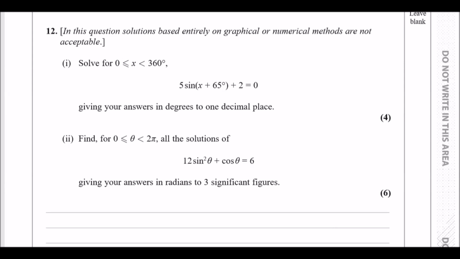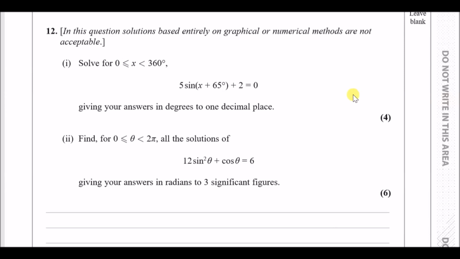Alright guys, here we go, number 12. In this question, solutions based entirely on graphical or numerical methods are not acceptable. So what does this tell us? This means that we cannot put this equation in the calculator and get some results for x, because this will defeat the purpose of what we're trying to do here. So we have to do this using a written method, yeah?